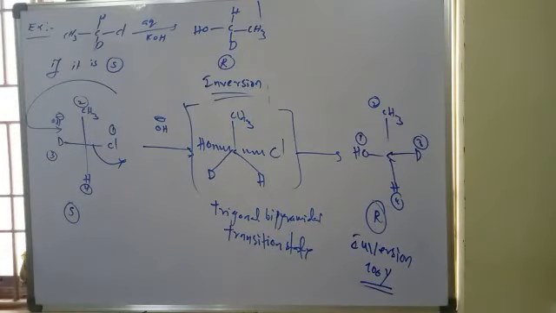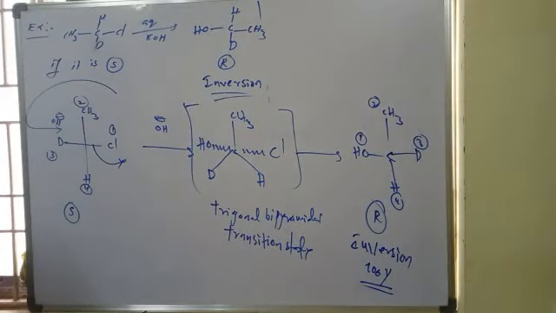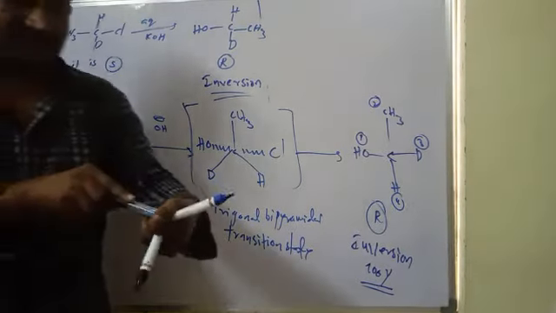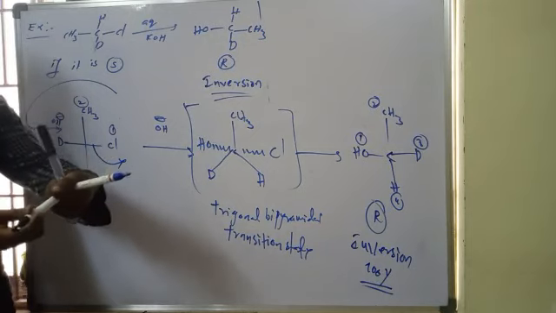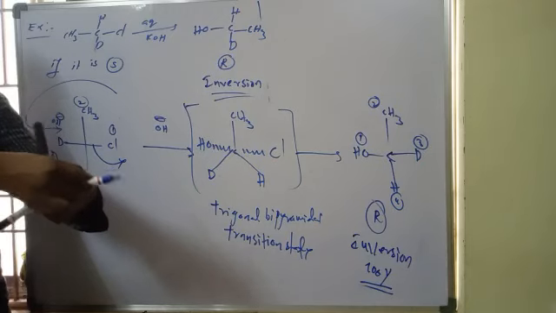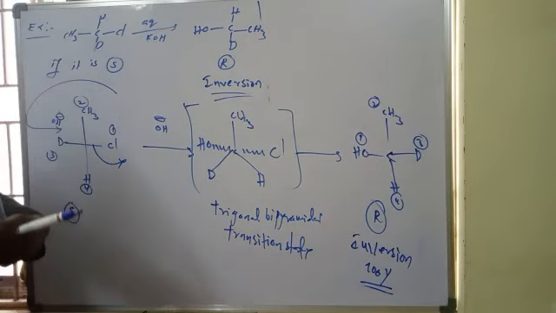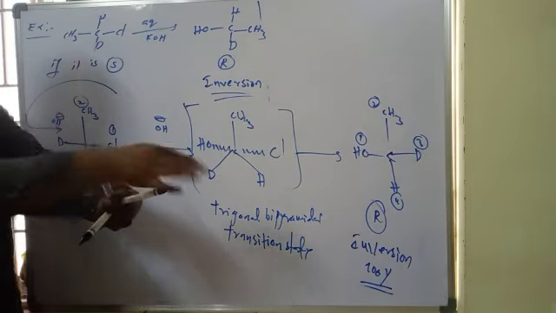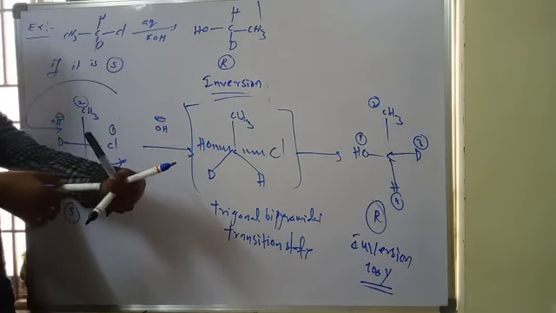For example, see, this is the initial reactant. This is the chlorine, and these are the groups. Now if it is S configuration, chlorine is eliminating from here and at the same time OH backside attack takes place from here simultaneously.